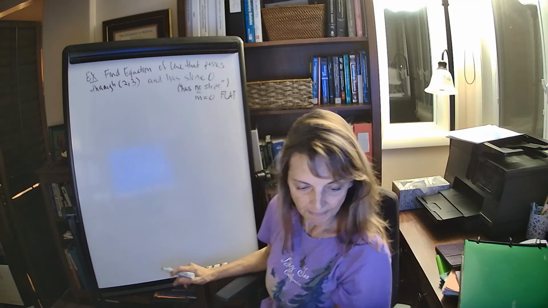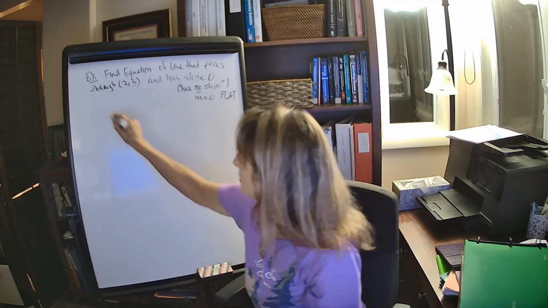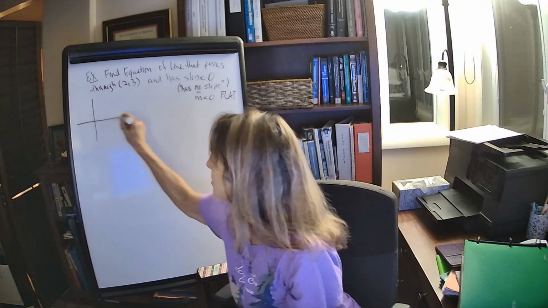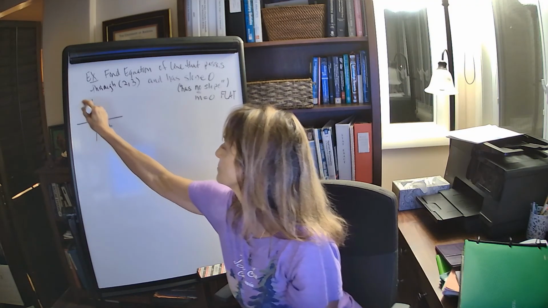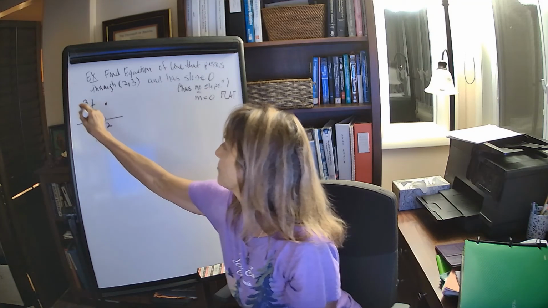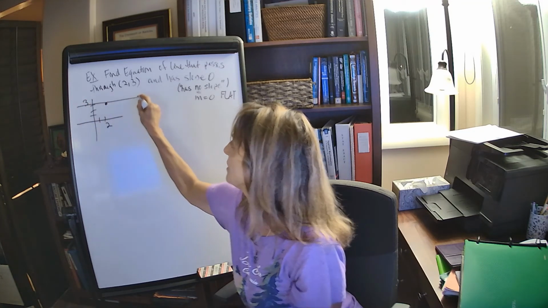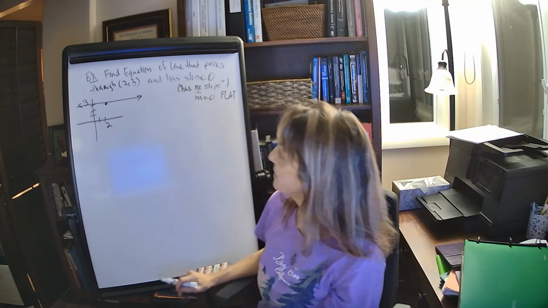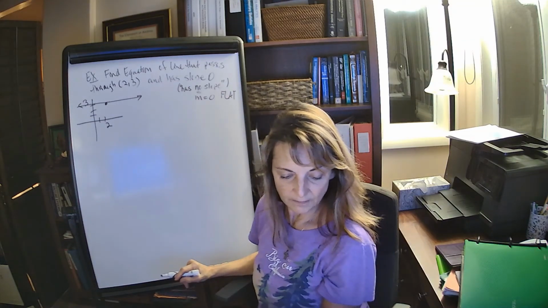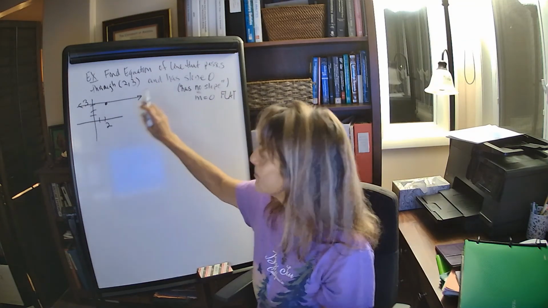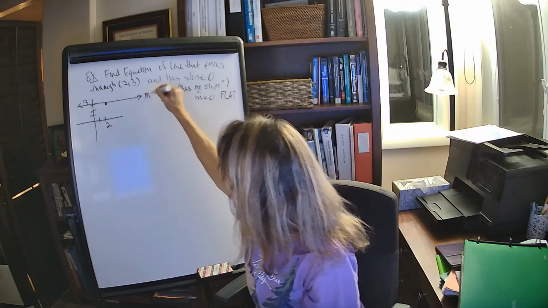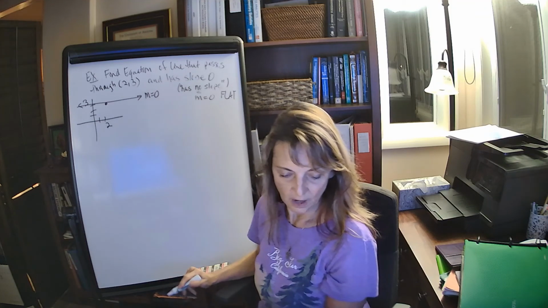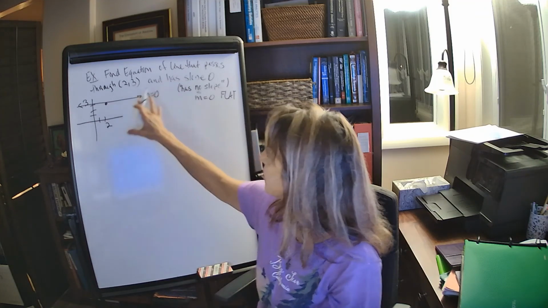Okay, so if we think about the point (2, 3) with a slope of 0, we know it's a horizontal line, and m equals 0, so it's a horizontal line going through 3, right? We know that m equals 0. It's horizontal. All right, so now let's think about finding the equation of that line.